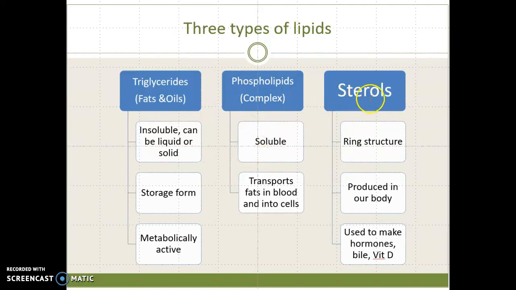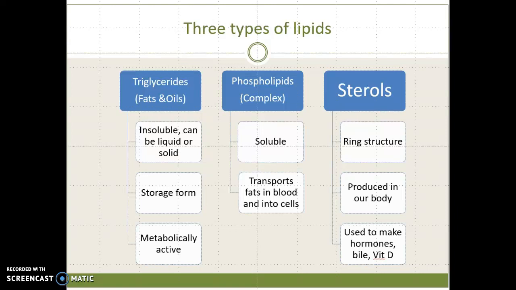The last type is a sterol. This structure is a little different, we'll see in a minute. This is a ring structure instead of a phospholipid, and it's produced in our body. So we can get it from food, animal products, or our body makes it. So we're not so limited anymore in how much we ingest, because we will make enough for our bodies if we don't ingest enough. It's also the basis for hormones and vitamin D and bile. Bile is largely cholesterol. So those are the 3 places you will see it in use.